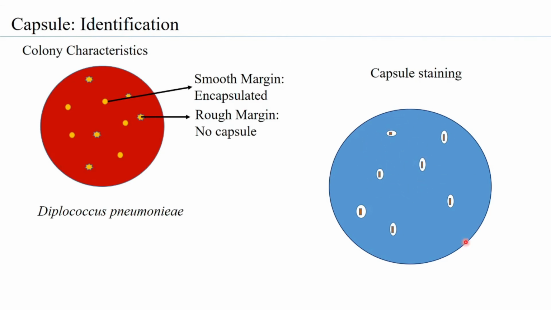This is a specialized staining technique which shows that the halo portion around the bacteria is not stained, and therefore it is the capsule, while the bacteria itself is stained. So this is a distinct staining methodology that is used to know whether a bacteria has a capsule around it or not.